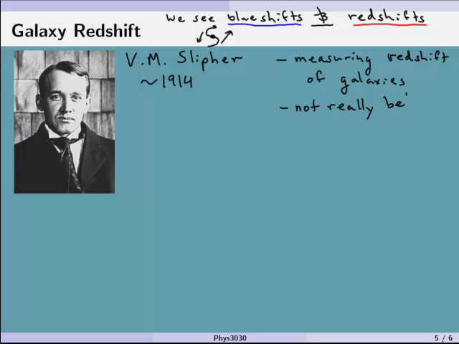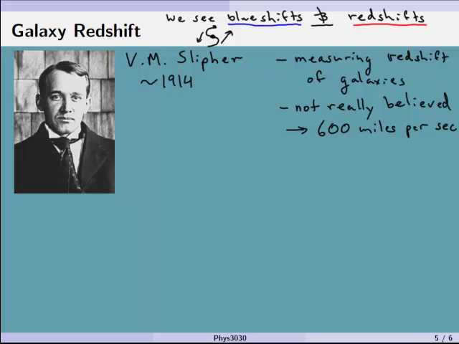Even though he's making good measurements, he's not really believed, because these measurements corresponded to something like 600 miles per second. Per second, right? So that's pretty fast. Something is moving 600 miles per second, and no one knew of anything that could move that fast.